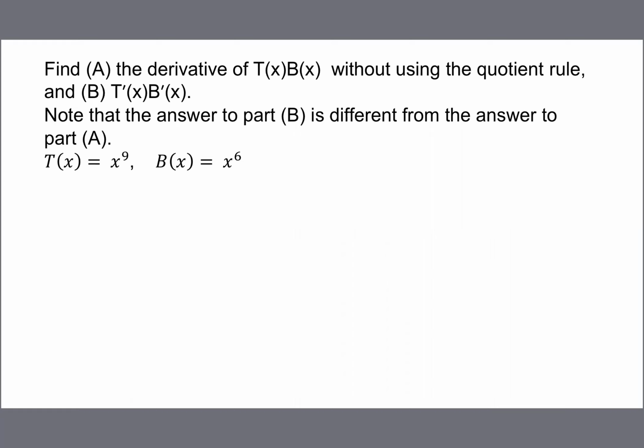There's a typo in this problem. I copied this from the practice problems. Because we're asked to find t of x times b of x, this word here has to be product. So we're asked to find the derivative of t of x times b of x without using the product rule. So this is the same as the previous problem.